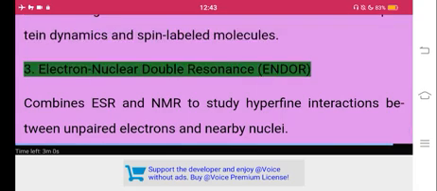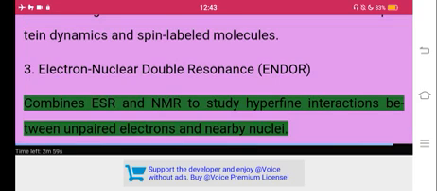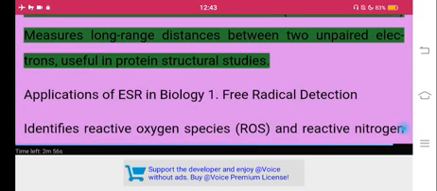3. Electron nuclear double resonance, ENDOR. Combines ESR and NMR to study hyperfine interactions between unpaired electrons and nearby nuclei. 4. Double electron-electron resonance, DEER, measures long-range distances between two unpaired electrons, useful in protein structural studies.